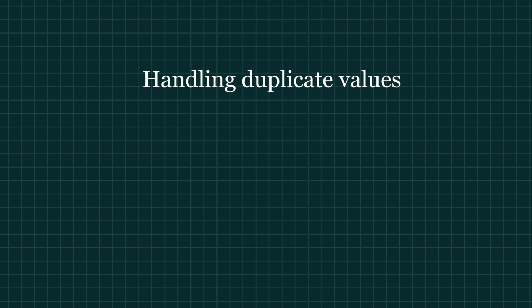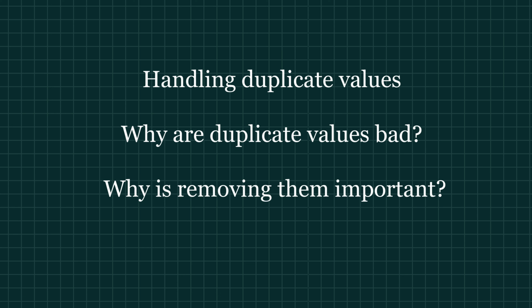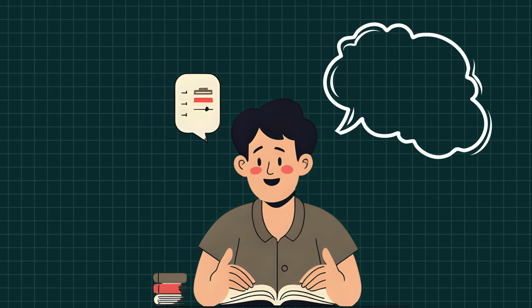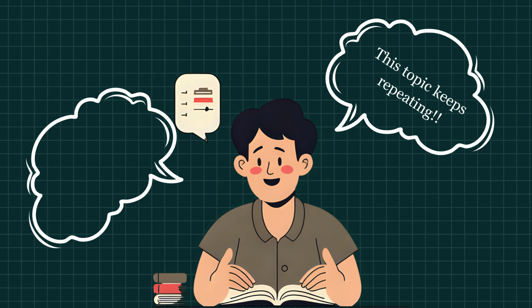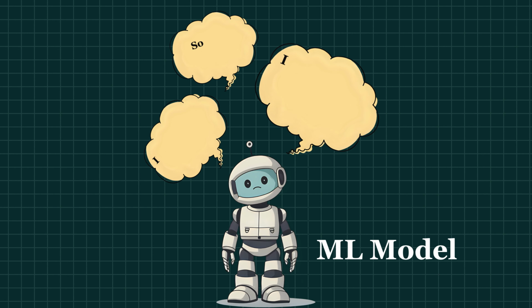Today we are going to understand how to deal with duplicate values in our dataset, why they are bad, and why removing them is so important before training a machine learning model. Think of it this way, if you keep telling a student the same example again and again, they won't necessarily learn better. They will just become biased towards that one example. And that's exactly what happens to our models when we leave duplicates in the data.